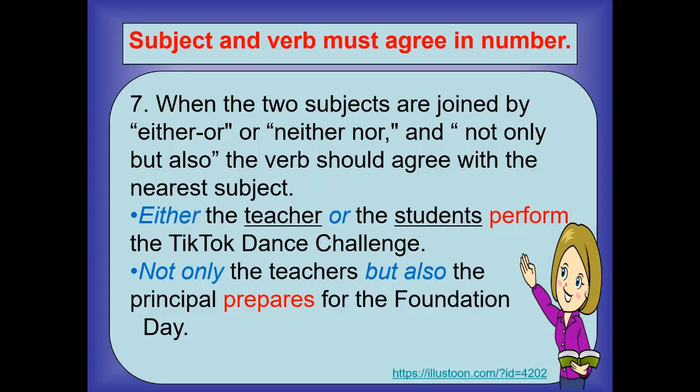Number 7. When the two subjects are joined by either/or, neither/nor, and not only/but also, the verb should agree with the nearest subject. Here are the examples. Either the teacher or the students perform the Tik Tok Dance challenge. Not only the teachers, but also the principal prepares for the foundation day. In the first sentence, the nearest subject is students. The subject is plural, so the verb should be plural, and the plural form of the verb is the base form. In the second example, the nearest subject is principal, so the verb should be singular. Singular form of the verb is the S form.